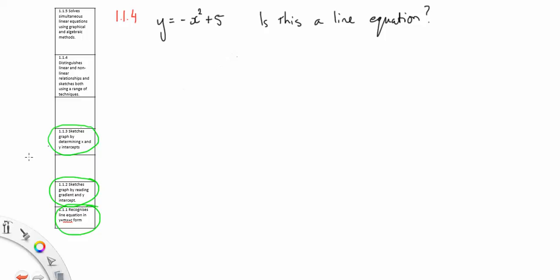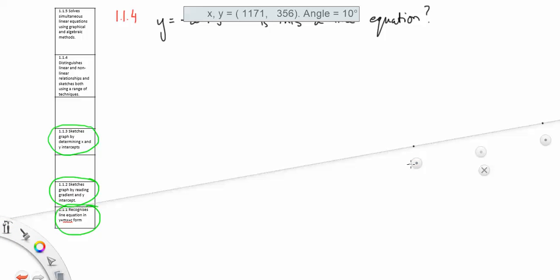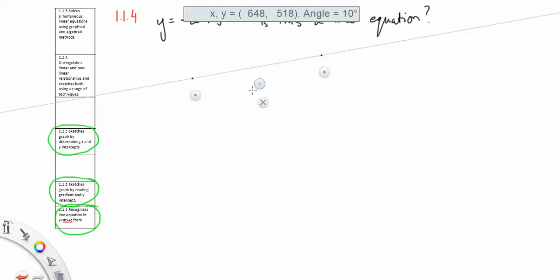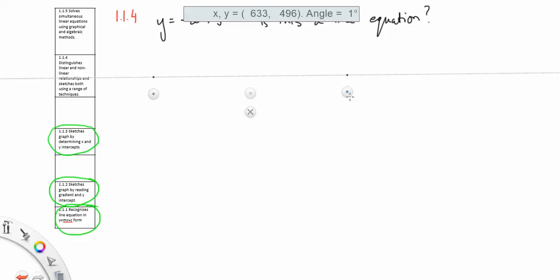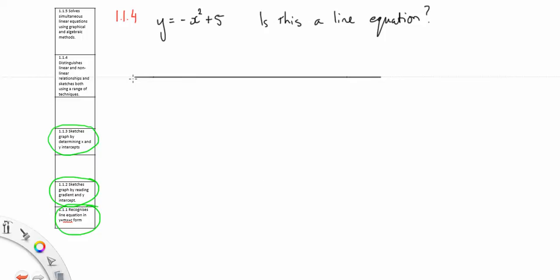Is this a line equation? How do you find that out? Well, you draw a table of values. That's generally the way it goes. If you're given something and you're asked, is this a line equation? Rule up a table of values. Go negative 2, negative 1, 0, 1, 2, go as far as you like.